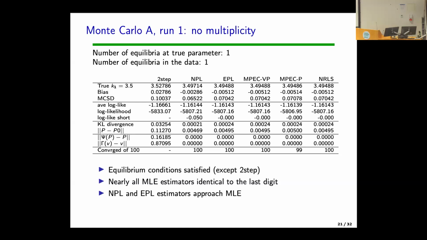NRLS is solving the model, so if it failed, we would have had a bug. It would be a poor algorithm if it didn't satisfy the constraints. But the two-step estimators, they're not. If that was your question? Okay. They're not satisfying the constraints.